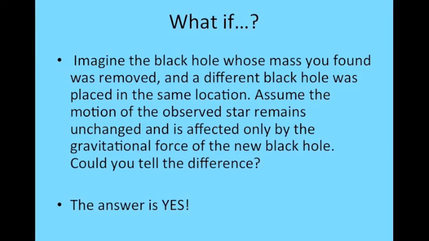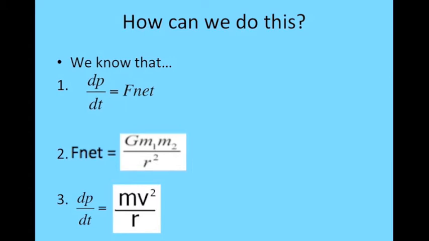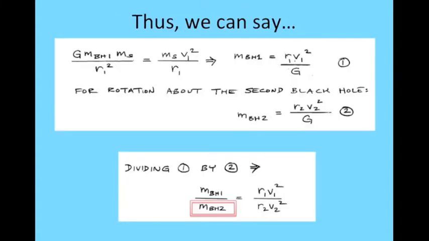Now, what if? Imagine a black hole whose mass you found was removed and a different black hole was placed in the same location. Assume the motion of the observed star remains unchanged and is affected only by the gravitational force of the new black hole. Could you tell the difference? The answer is yes. As we've previously said, we know that dp dt is equal to F net. We also know that F net is equal to the universal law of gravitation. And we also know, as the star is rotating in a circle, that dp dt is equal to the centripetal force, or m v squared over r.